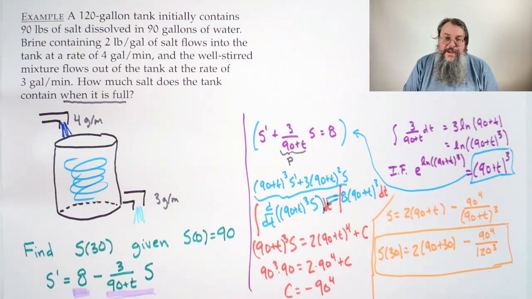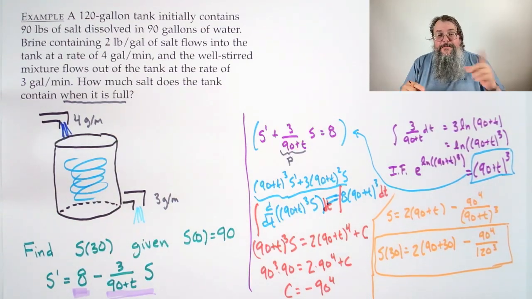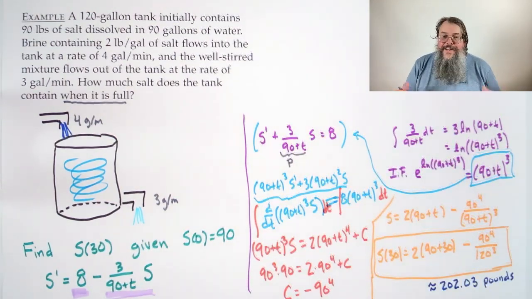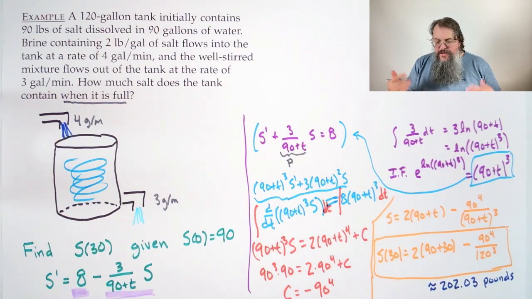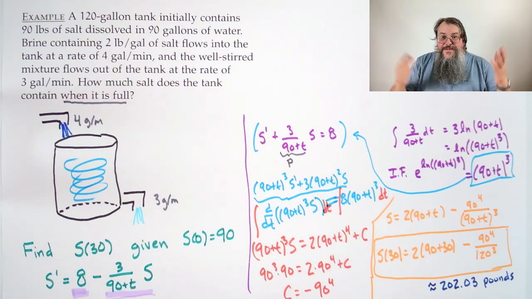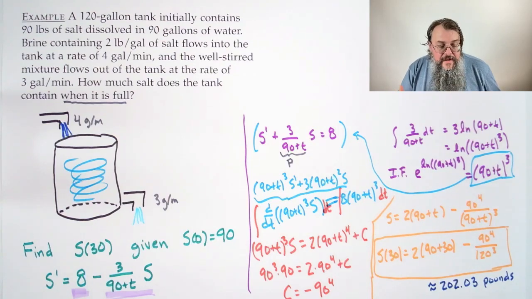Okay, great. But just for those skeptics out there, let me go check. I'll come back and join you in a second. All right, so I went and did the check, and it turns out that this amounts to roughly 202 pounds. 202.03125. And all right, well, does that make sense?